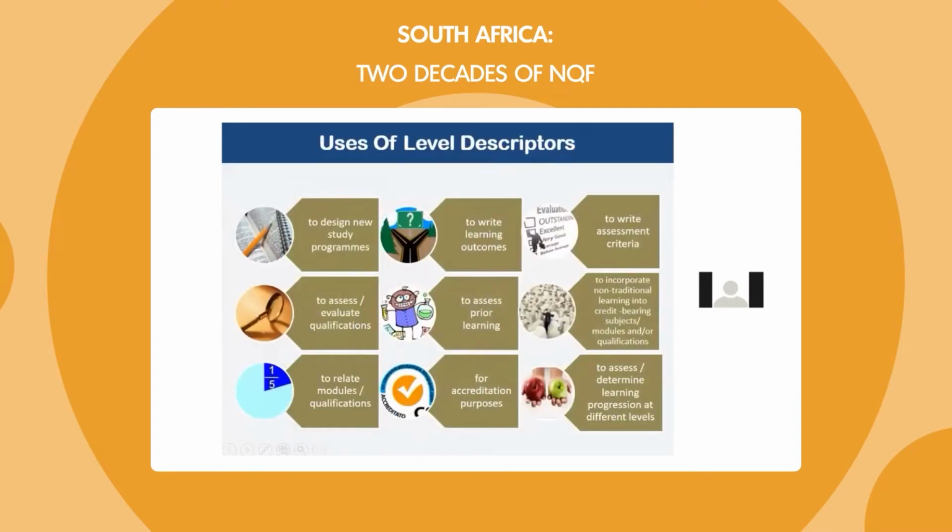So there are many uses of level descriptors. You can use the level descriptors to design new study programs, write learning outcomes, write assessment criteria, assess prior learning, evaluate qualifications, and relate modules and qualifications to each other. You can use it for accreditation purposes. You can incorporate non-traditional learning into credit-bearing subjects or modules. And you can assess or determine learning progression at different levels.